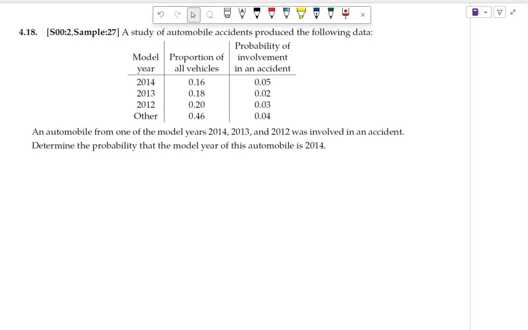We've got automobile accidents with different proportions of vehicles that are in those particular model years and the probability that they got in an accident. You're given that you selected something from one of the 2014, 2013, 2012 model years, and it was in an accident. Probability that the model year was actually 2014.